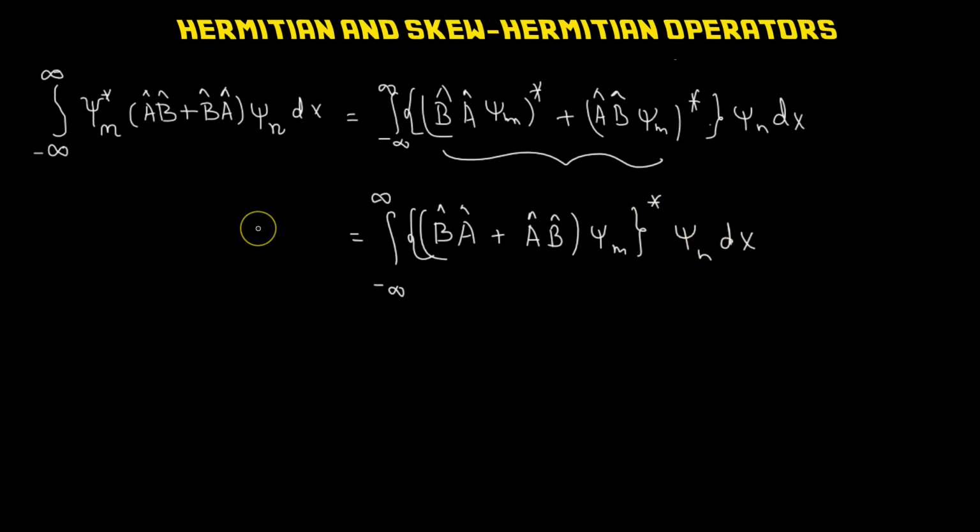So this is proved because we started out with the operator AB plus BA operating on psi n, and we used the definition that A and B are Hermitian, and we have obtained that the operator AB plus BA is now operating on psi m with the conjugate. So this proves that our operator AB plus BA is Hermitian.